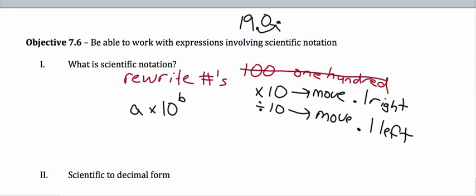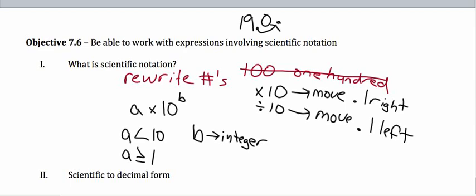The key is A has to be less than 10 and A has to be greater than or equal to 1. Okay, so A cannot be 10. That first number can't be 10. That first number's got to be between 1 and 10. It can be 1, but it can't be 10. Okay, so it's like a single digit number. Now there can be decimal places after it, but it's like a single digit number with a decimal place or a few after it. Okay, that number B needs to be an integer, so a positive or negative whole number.